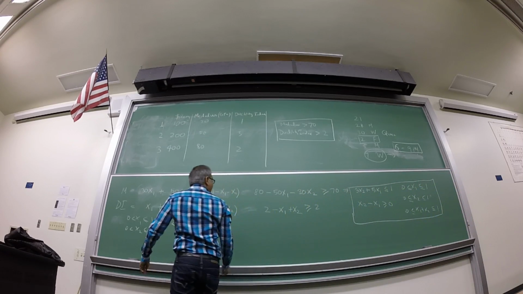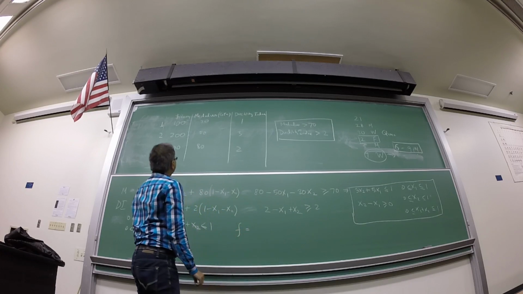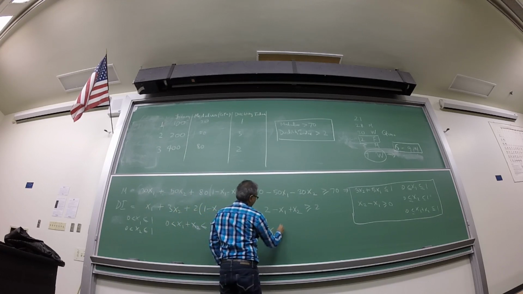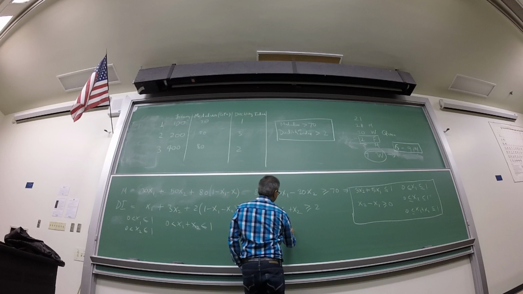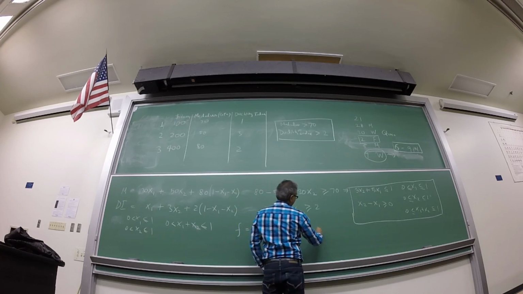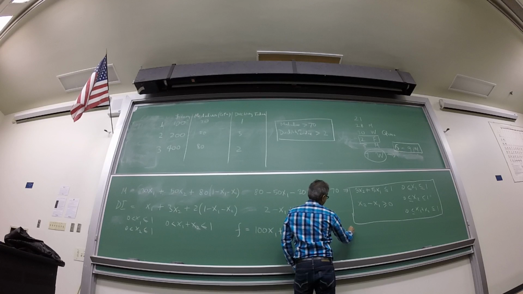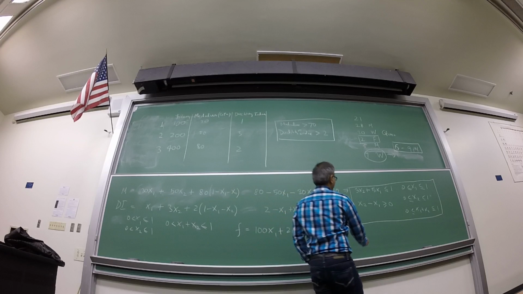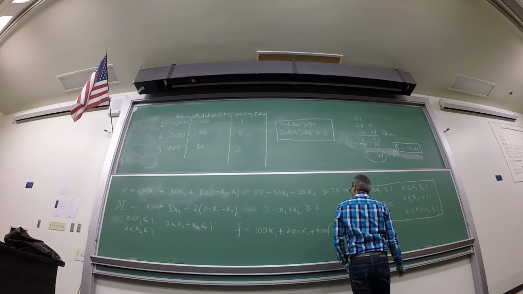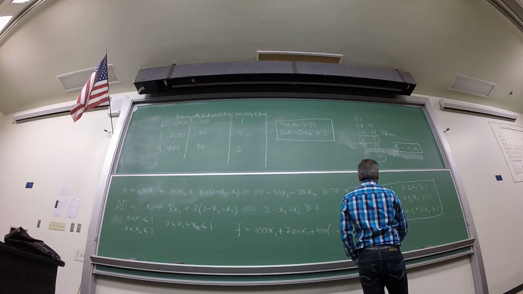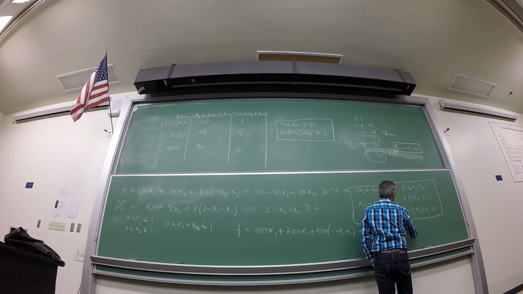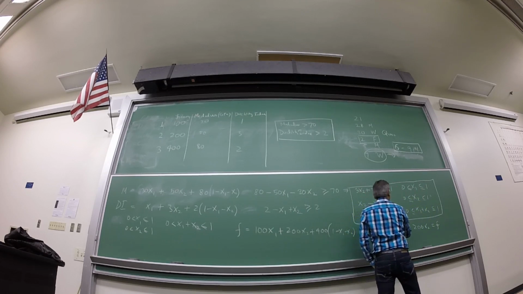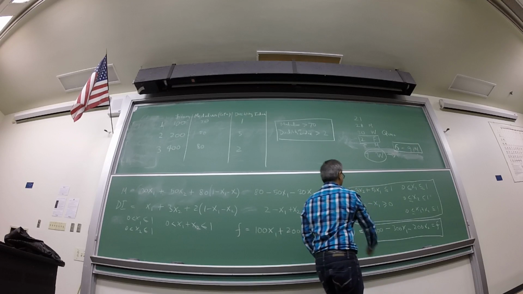And our objective function f, which is the cost function, is 100 x1 plus 200 x2 plus 400 times 1 minus x1 minus x2. This will be 400 minus 300 x1 minus 200 x2. So this is the f that needs to be minimized. Okay?